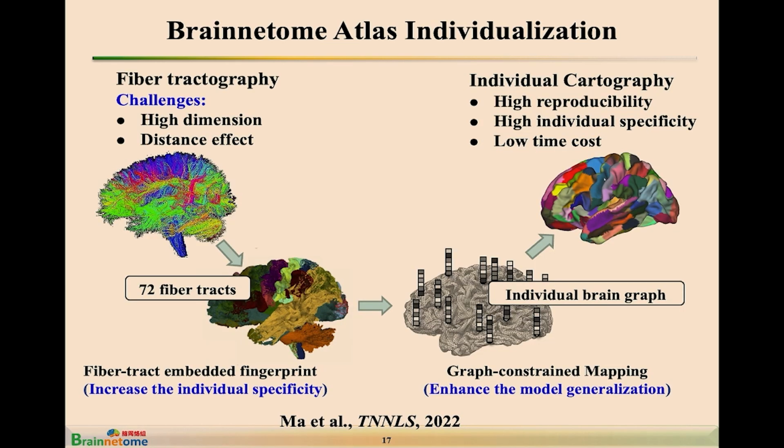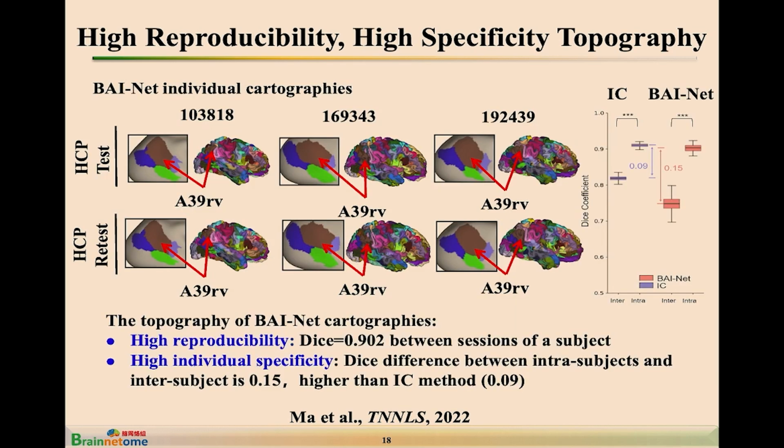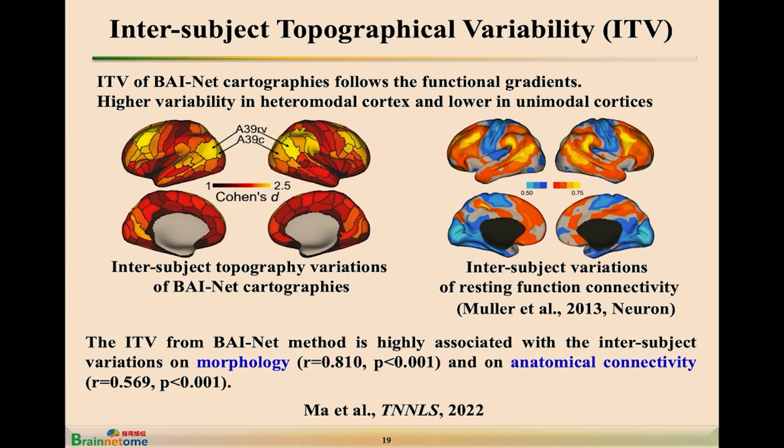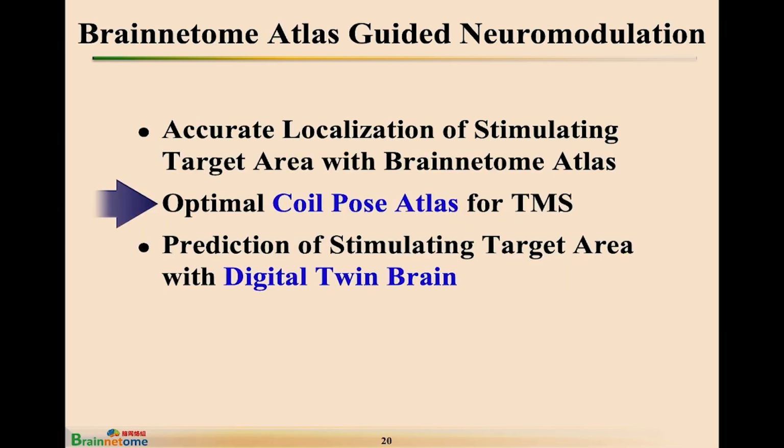Anyway, in fact, another big issue is individual difference. For example, for different people, the shape is always very different. So we also developed Brainnetome atlas individualization. Because the time is limited, I will just skim this one. If you're interested, we published it in IEEE Transactions on Neural Networks and Learning Systems. So this is very easy to get.